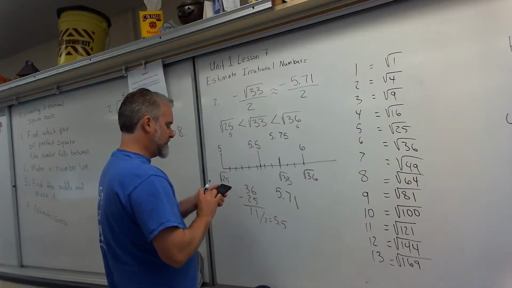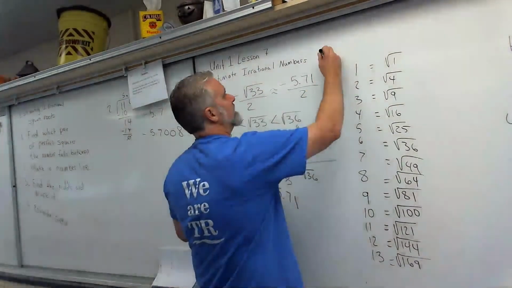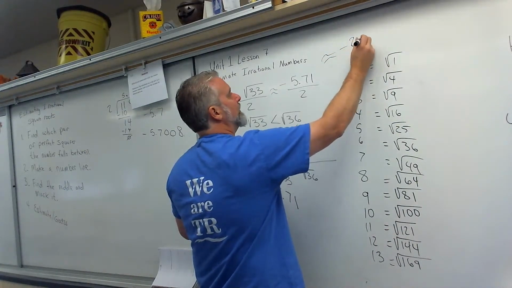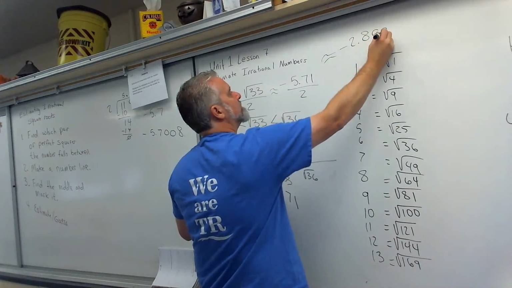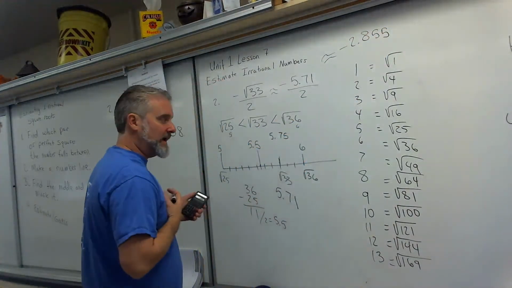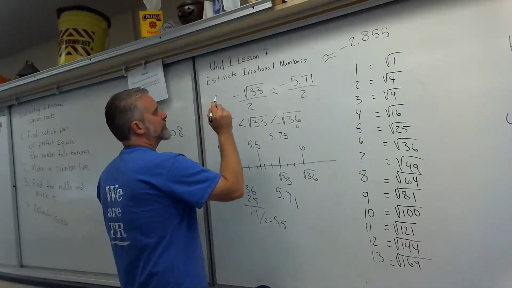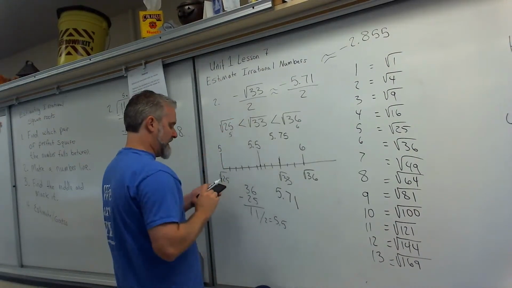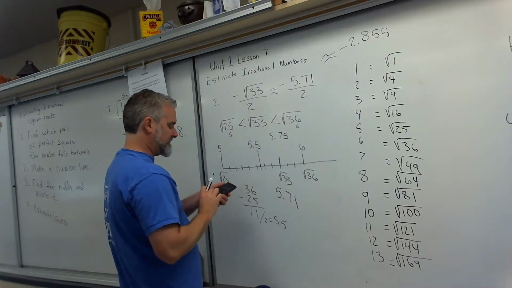5.71 divided by 2. And I get an approximate value of negative 2.855. So that's my estimation of the square root of 33 negative divided by 2. So now type it into the calculator and see what we get.